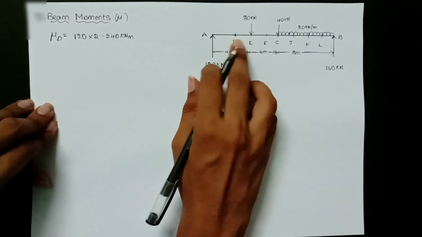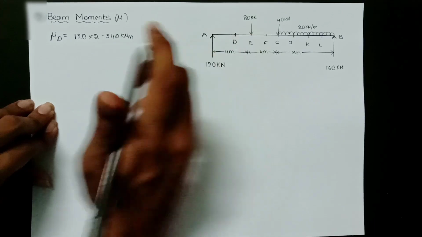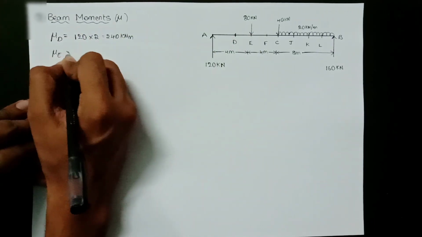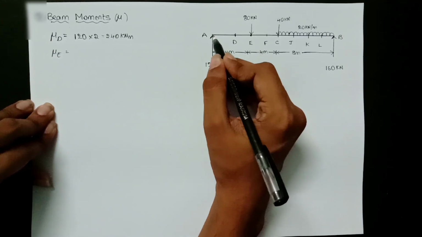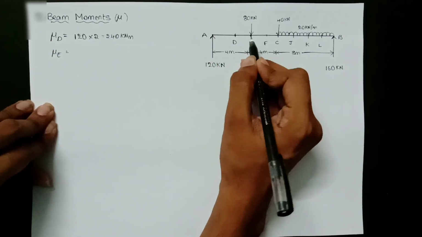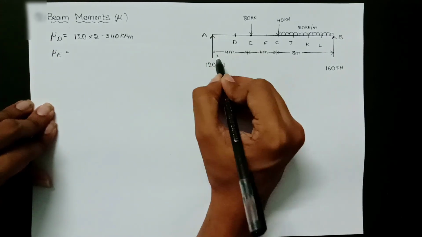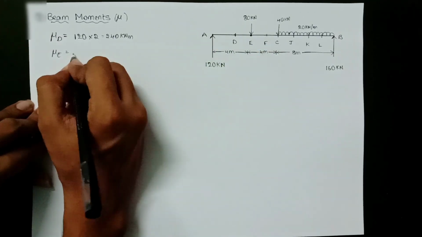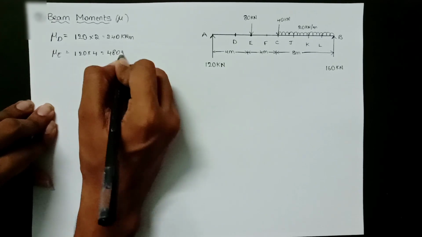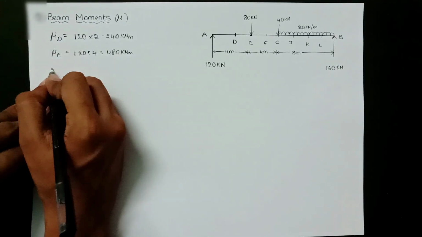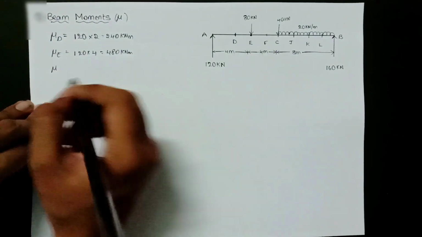Now after D we have to calculate the moment at E. So mu E. If I take the moment about E, force into perpendicular distance up to E: 120 into the perpendicular distance, which is 4. 120 into 4 is 480 kilonewton meter. Again mu, next one is F.